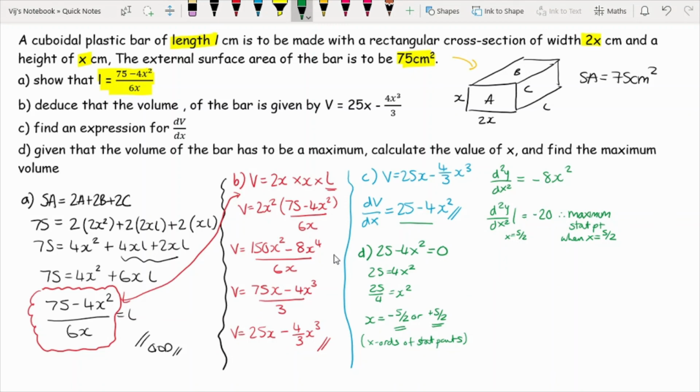So x equals 2.5 or 5 over 2. And then to find the maximum volume, what I need to do is substitute 2.5 into the formula of the volume. So V equals 25 times 5 over 2 minus 4 lots of 5 over 2 cubed, all over 3, and if I type that into my calculator, I'm going to get an answer of 41 2/3, and as it's volume, the units are going to be centimetre cubed.